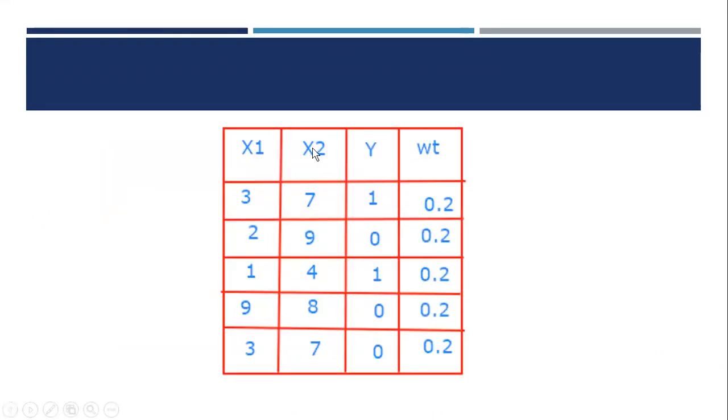Suppose this is a data set. This is a toy data set that I have taken, having two independent columns, x1 and x2, and y is the dependent feature. And this is the sample weight. How is the sample weight calculated? Here the number of rows is 5, so every row will be given equal weightage: 1 by n, 1 by number of rows, is equal to 0.2. Now the very first step is over.